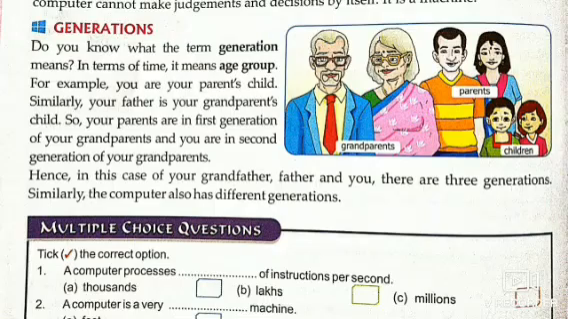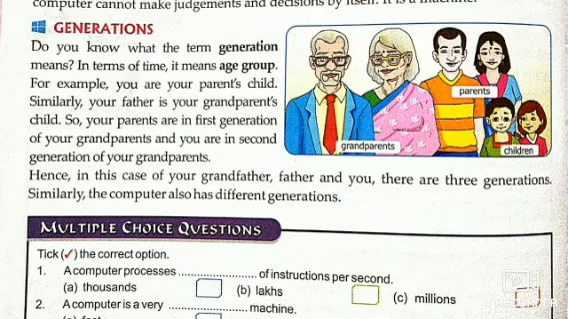Okay, do you know what the term generation means? In terms of time, it means age group. For example, you are your parents' child. Similarly, your father is your grandparents' child. So your parents are the first generation of your grandparents, and you are the second generation of your grandparents.